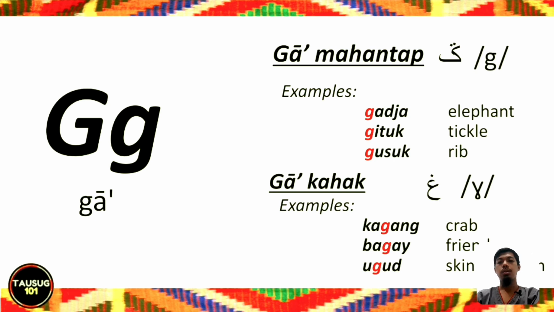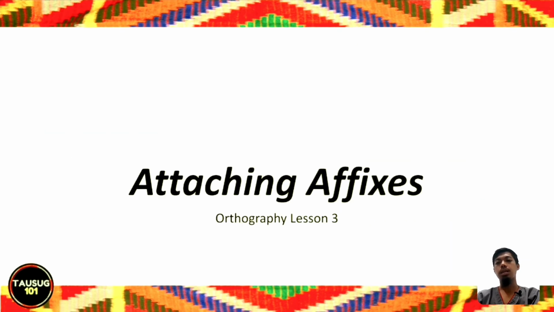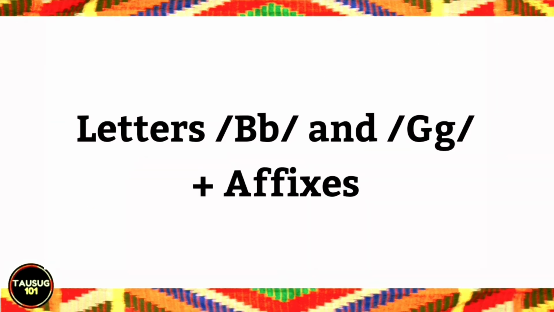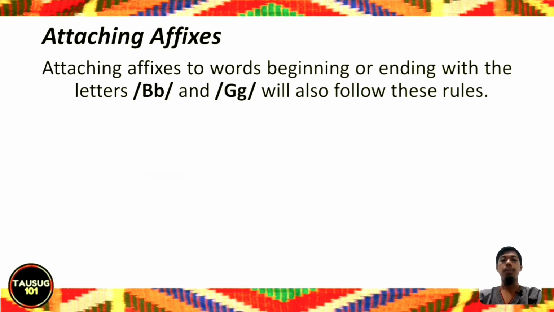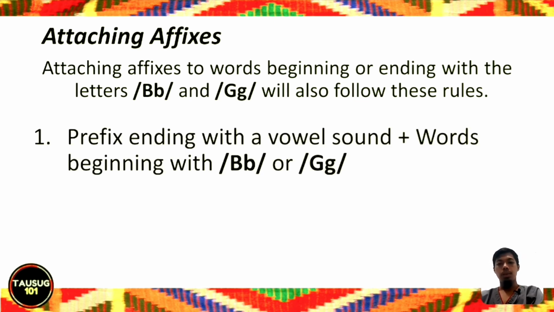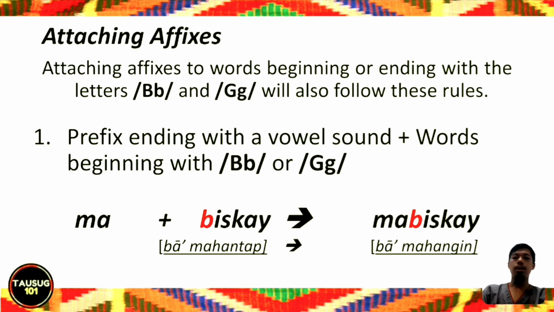So that's it. We learned the Gā Mahantap and Gā Kahak. So how about attaching affixes? How does it affect the sound of the letters Ba and Ga? Whenever we attach affixes, we still follow the previous rules. When a prefix ending with a vowel sound is added to words beginning with the letter Ba or Ga, let's study the examples here.